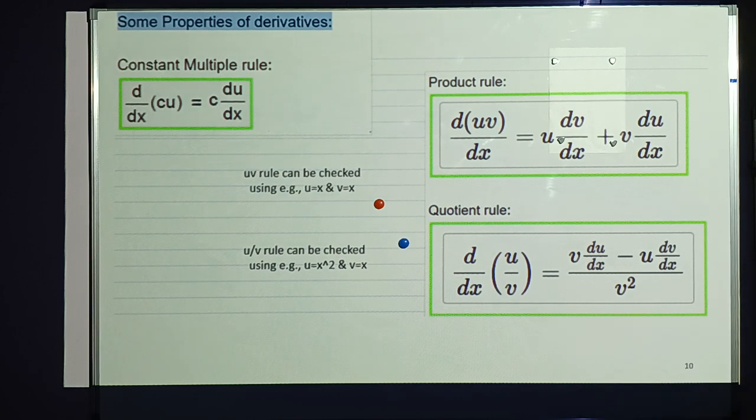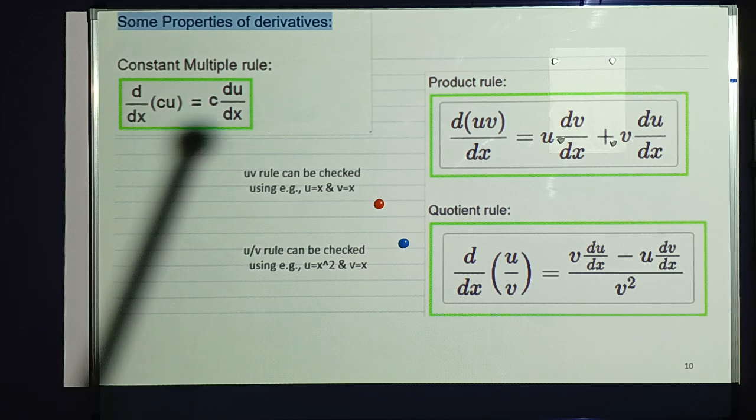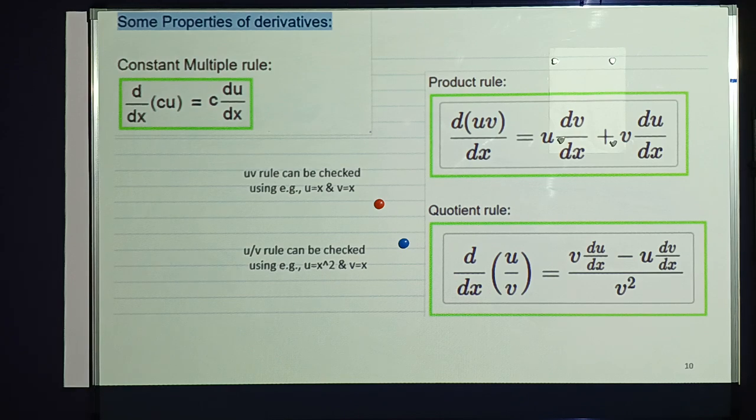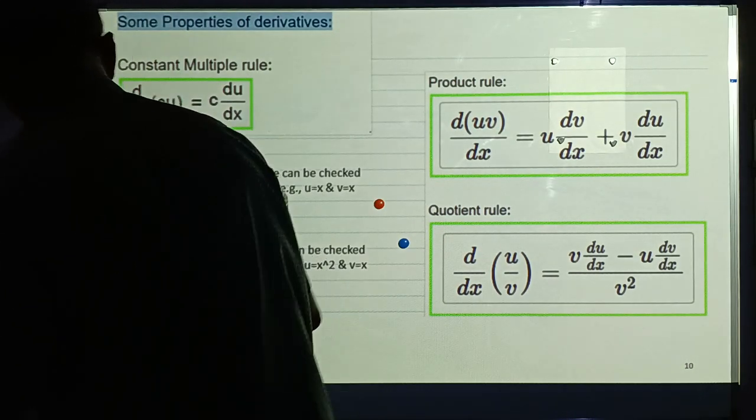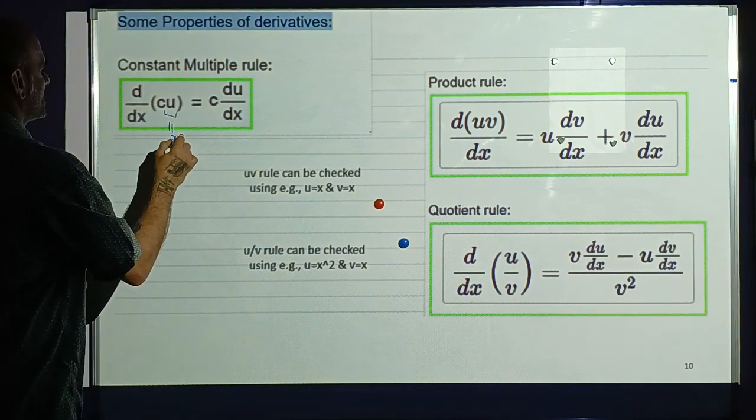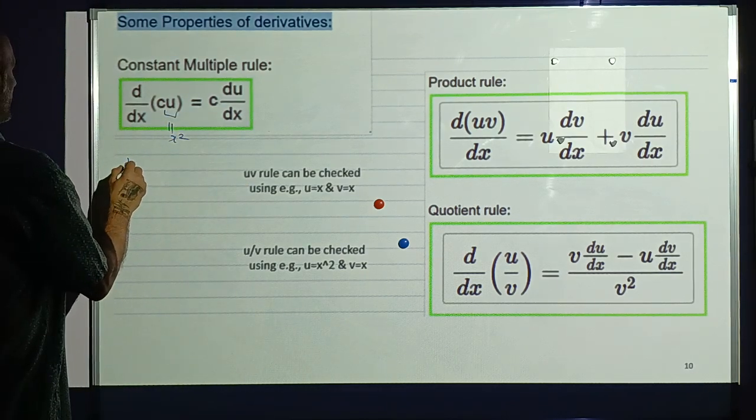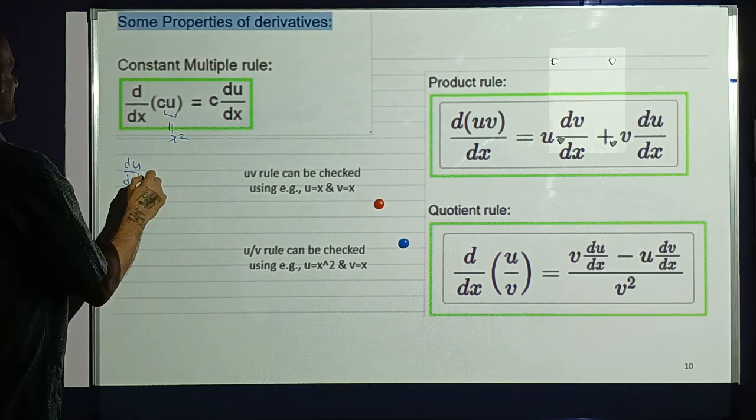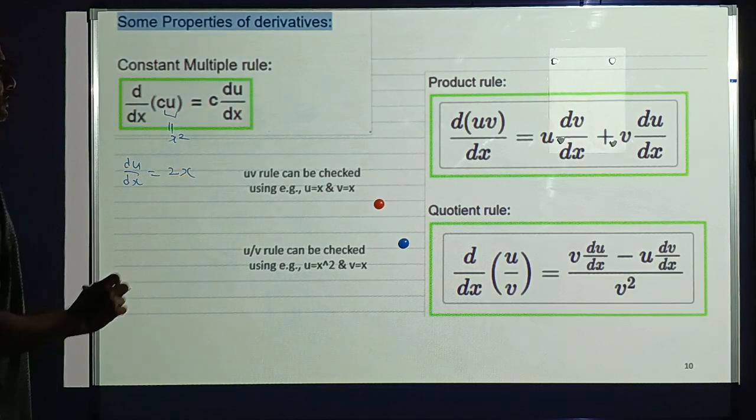Some properties of this derivative operator. The first property is that the derivative of a function c times u is c times the derivative of the function u, where u is a function of x. So for example, let me consider the function u as x squared. I know du by dx is 2x, which was derived earlier.